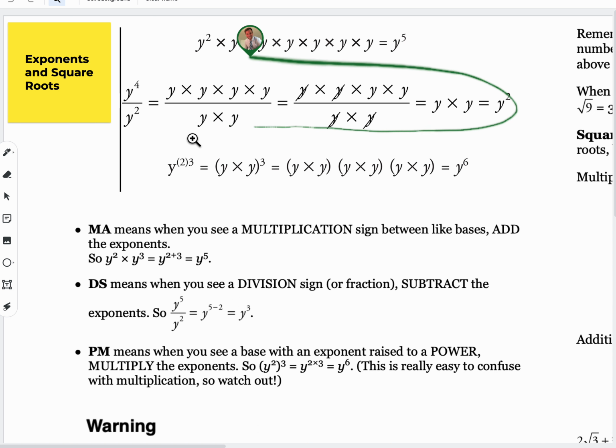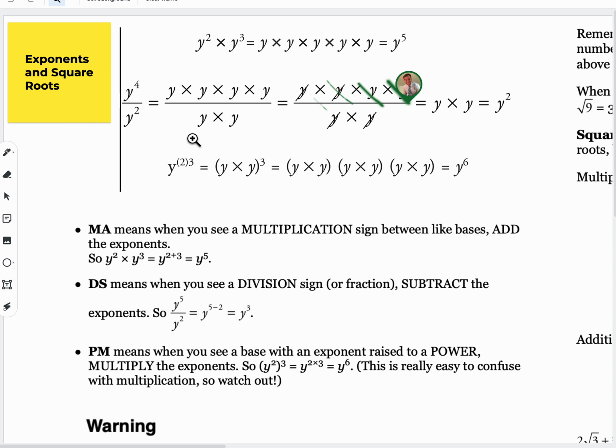When we're dividing out our y times itself 4 times by y times itself twice, we can cancel 2 y's. We're left with y times y, or y squared.